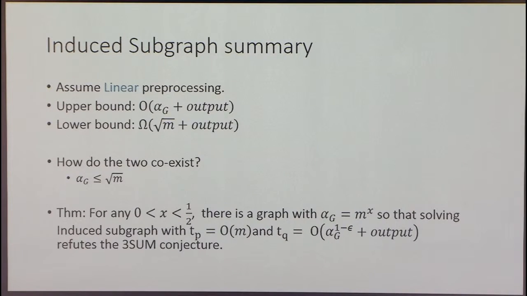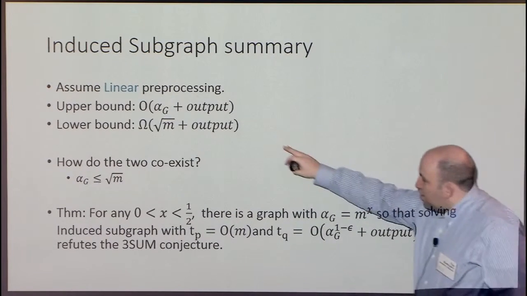Okay, so what do we know about the induced subgraph problem now? Well, if we assume linear preprocessing, we have an upper bound of order of the arboricity and a lower bound of order omega square root of m from the 3SUM conjecture. And how do the two coexist? Well, it's easy to prove that the arboricity is always at most square root of m. So for really, really, really dense graphs, yes, this is the lower bound, right?